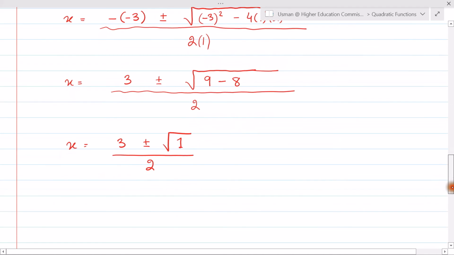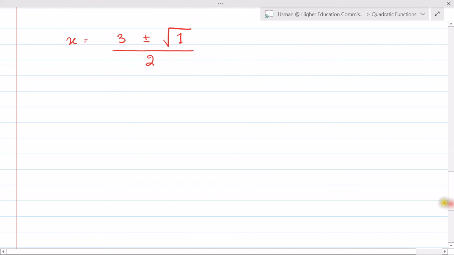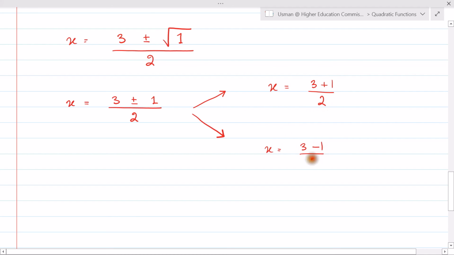Now we all know that the square root of 1 is actually 1. So let's try to simplify this further. It's going to be 3 plus minus 1 divided by 2. And due to the plus minus sign, I will actually have to make 2 branches because this is an indication that I will have 2 answers. So the first is going to be x equals 3 plus 1 divided by 2, and the second is going to be x equals 3 minus 1 divided by 2.